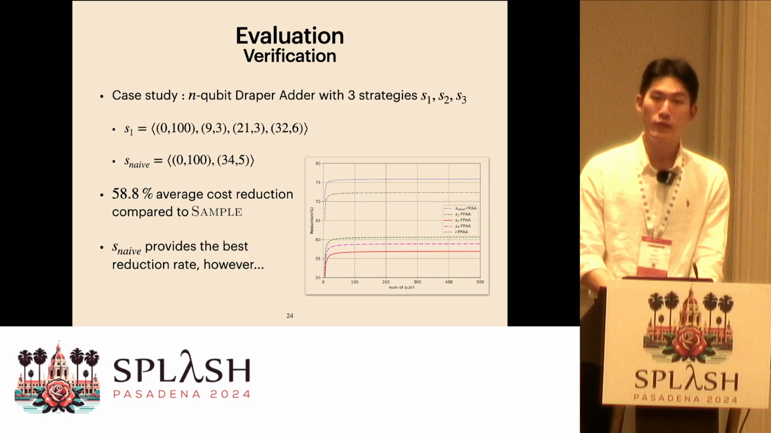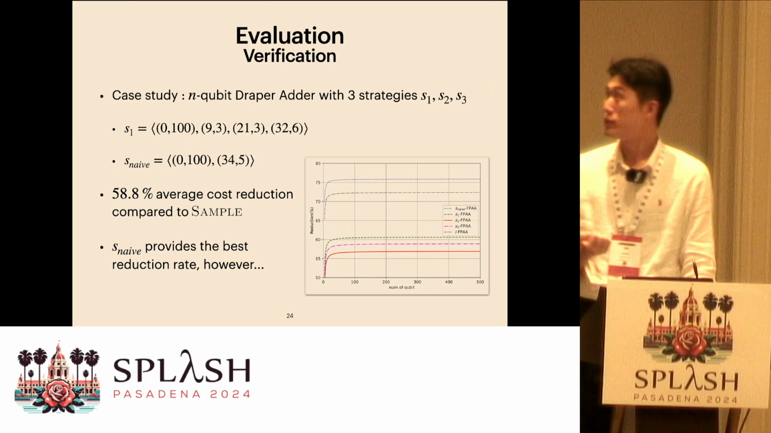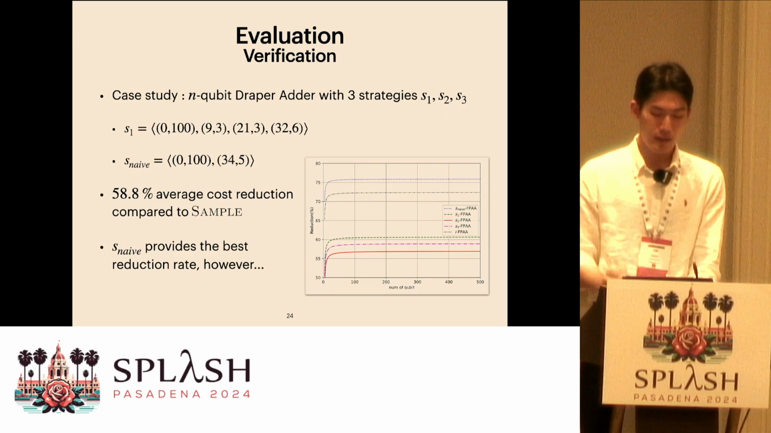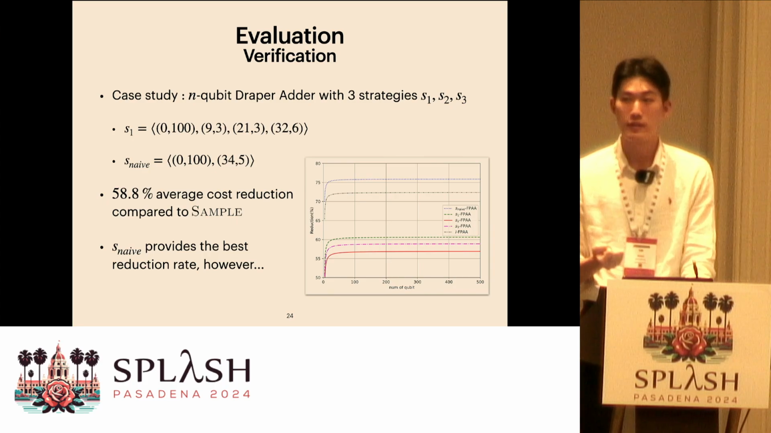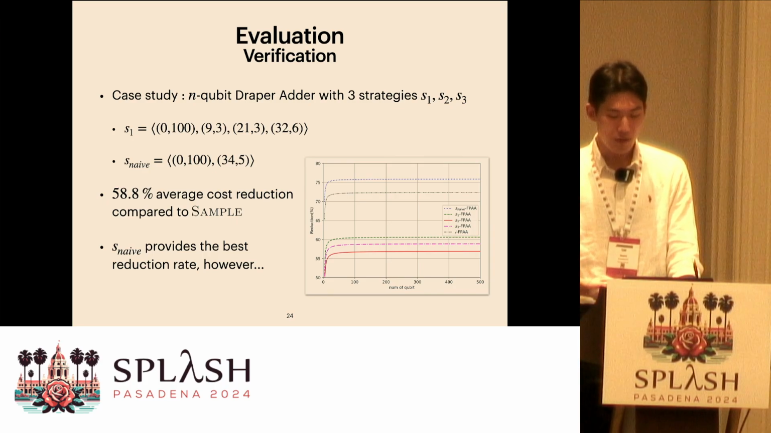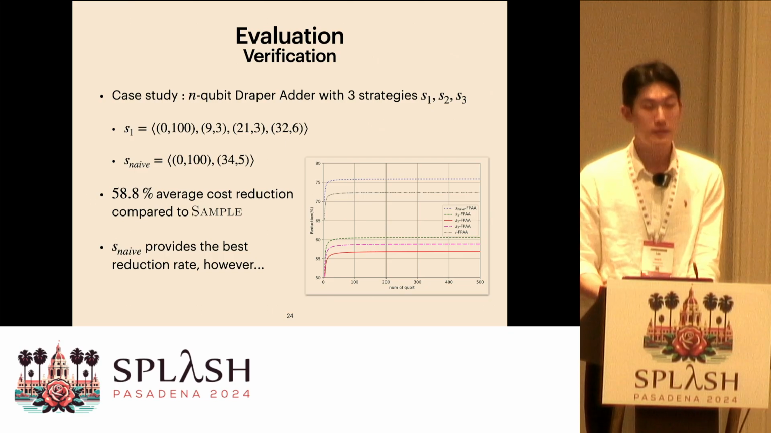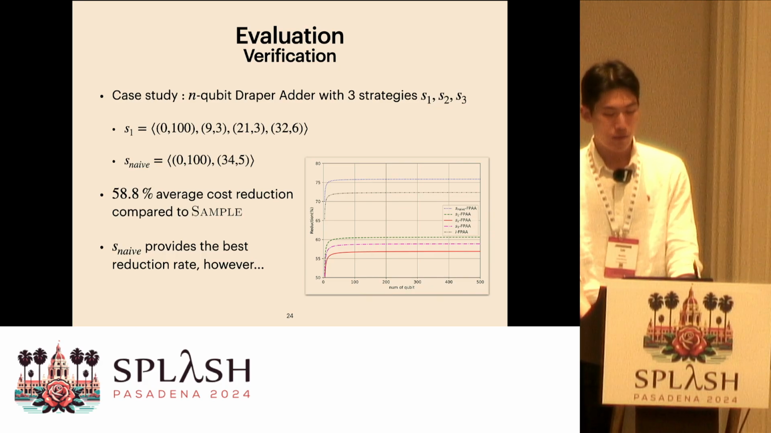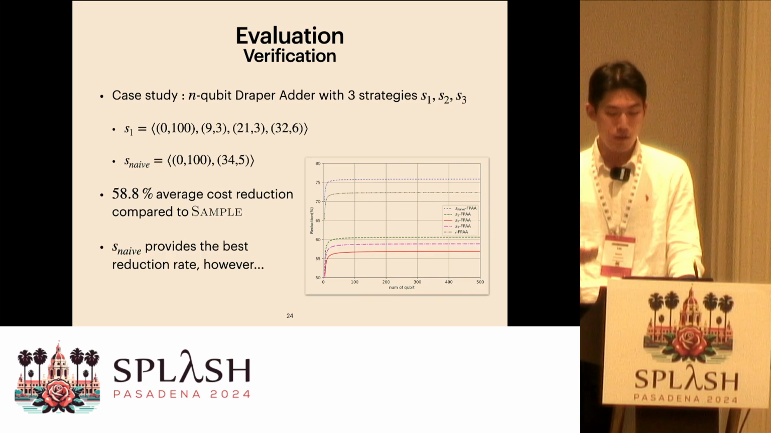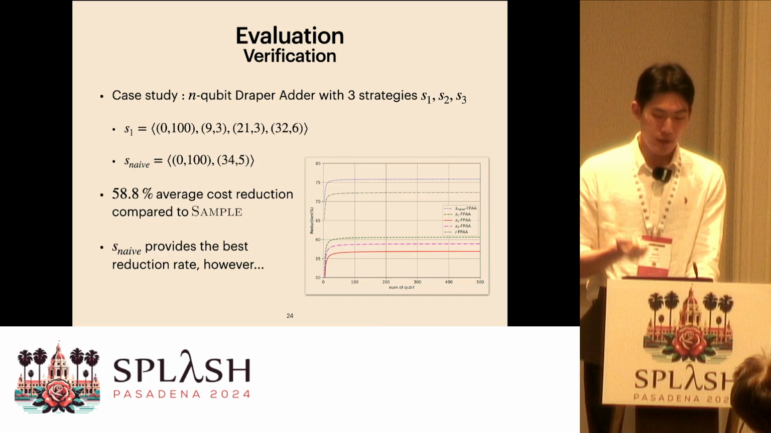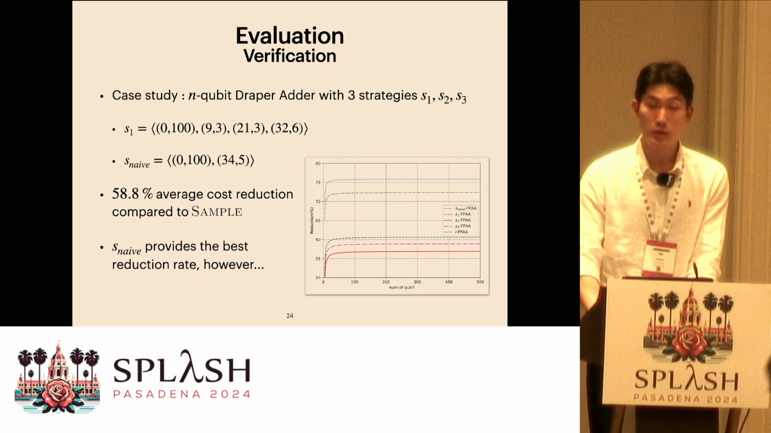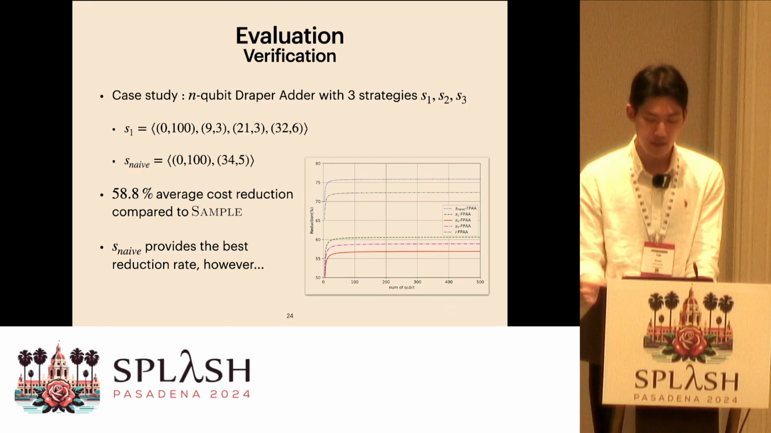We prepared 3 randomly generated strategies, S1, S2, and S3, for our case study, and compared them to the naive sampling method and to S-naive FPAA, which runs FPAA without a search heuristic. The results show an average verification cost reduction of 58% compared to the naive sampling method. Although S-naive FPAA shows the best reduction rate, it presents a challenge for bug detection, and I will explain this in the next slide.